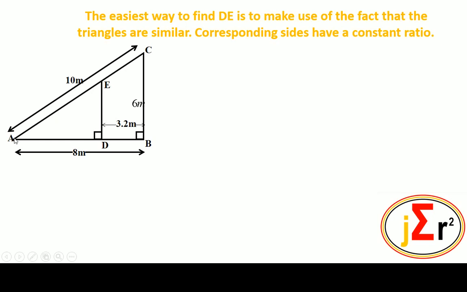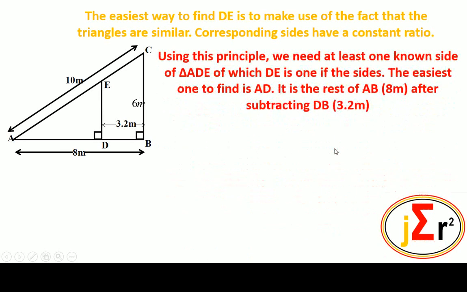And what do we mean by the triangles are similar? We have a triangle ADE, and we have the larger ABC. Those are the two triangles. Using this principle, we need at least one known side of triangle ADE, of which DE is one of its sides. We need at least one side of that triangle in order to use the fact that the triangles are similar in finding DE.